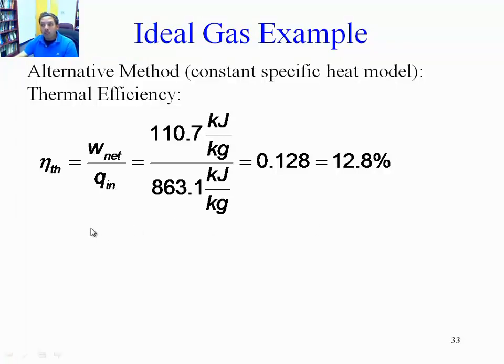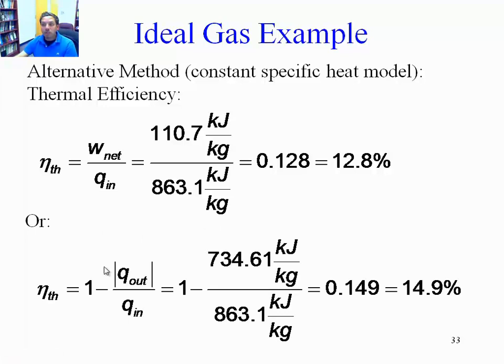More importantly, when we calculate this thermal efficiency using the alternative way, which is actually the same formula, because W net is equal to Q in minus Q out, we should get exactly the same number. If these numbers were correct on the table, if these numbers were accurate, we should get exactly the same number for the thermal efficiency calculated through either of these two formulas. And notice the discrepancy: 12.8 in this case, and in this case 14.9.